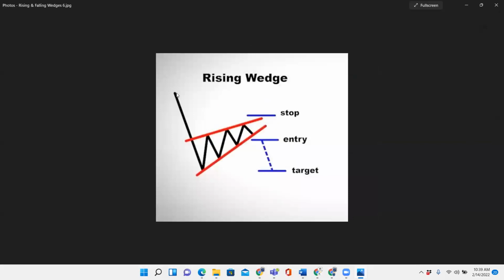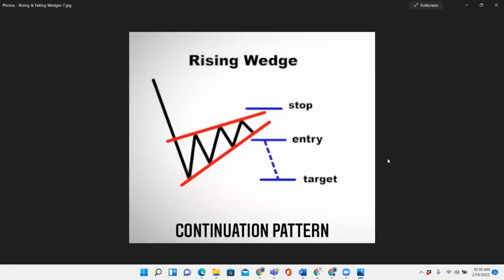Now we have the rising wedge from the downward trend. So we have our new higher high, higher low, higher high, higher low, higher high, higher low. But in this case, like I said, this is a downward trend. So this would be a higher low, lower low, higher low, lower low, higher low, lower low. So on and so on. So we have our stop over here. We have our entry point over here. We have our target here. Well, what is the reason for that? As we have the downward trend with the rising wedge, that's because that's a continuation pattern.